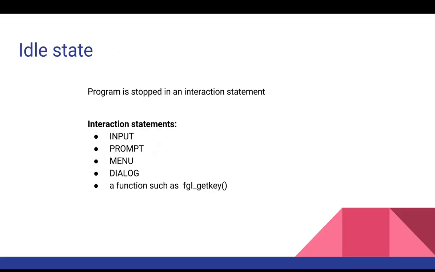Idle state. The application is ready for requests when it's stopped in an interaction statement, such as input, prompt, menu, dialog, or a function such as FGL getKey. At this point, a client application can call a 4GL function, read and write values to form fields, signal a dialog action, or simulate a key press. This is the idle state of the application. Some of these operations may cause exiting the current interaction statement and entering another one. In this case, it will return to idle state.